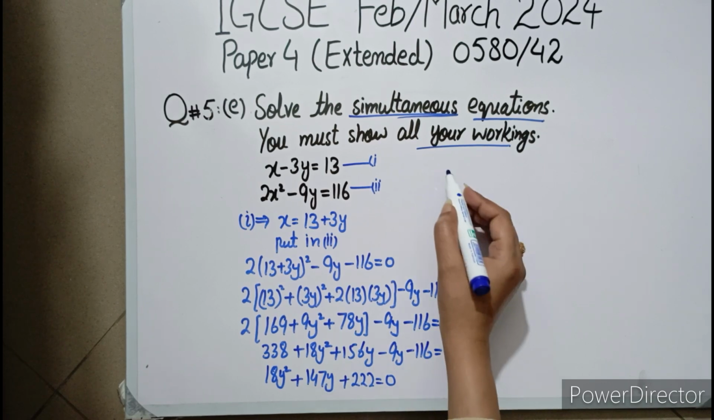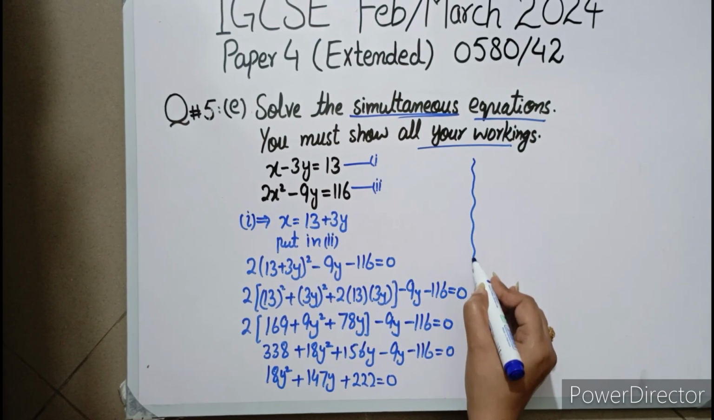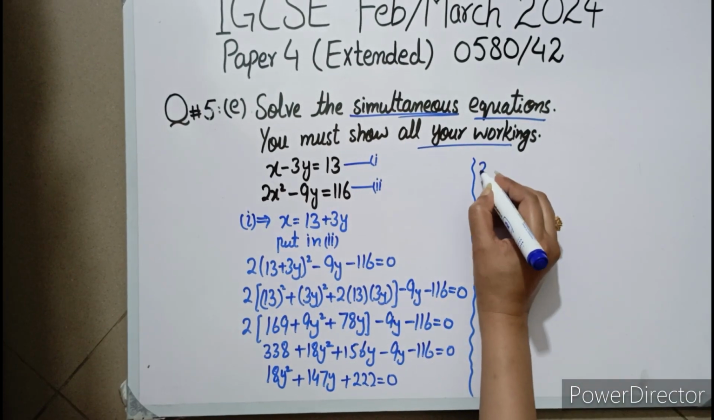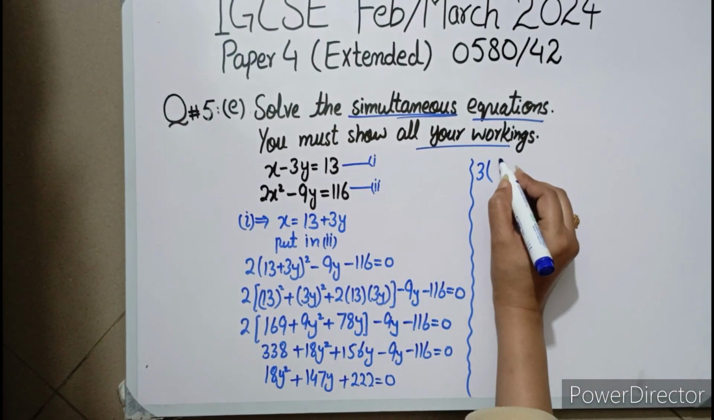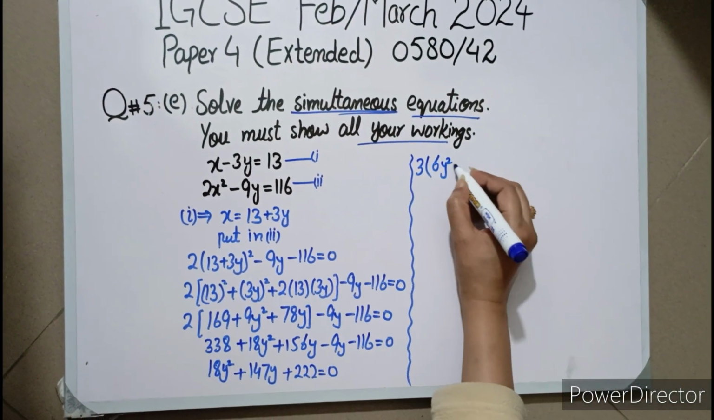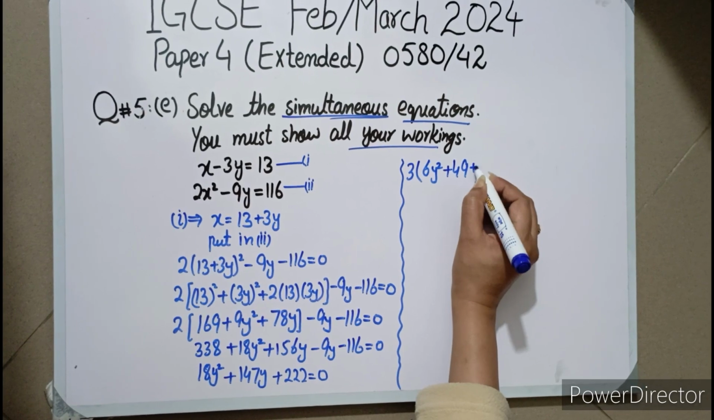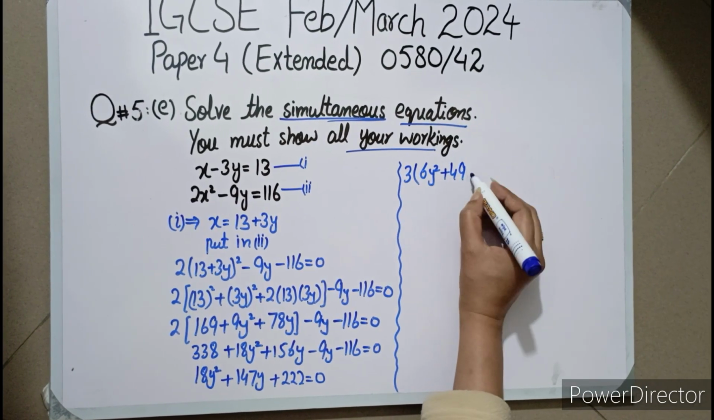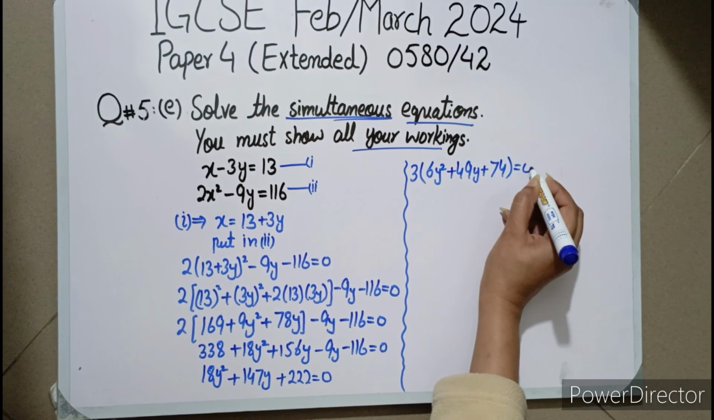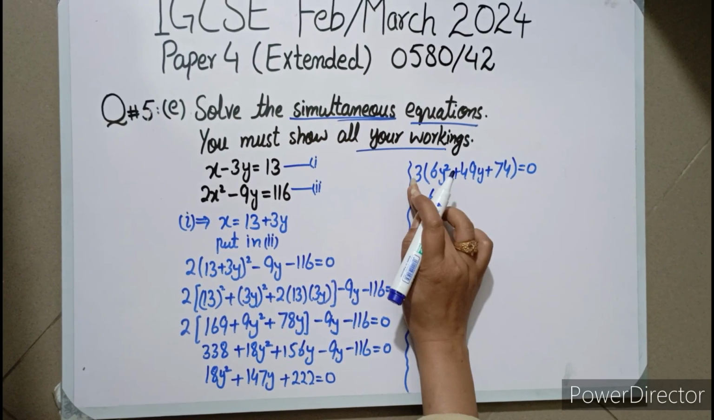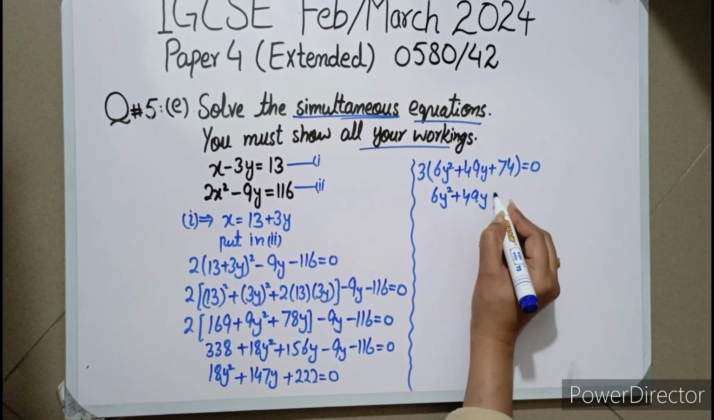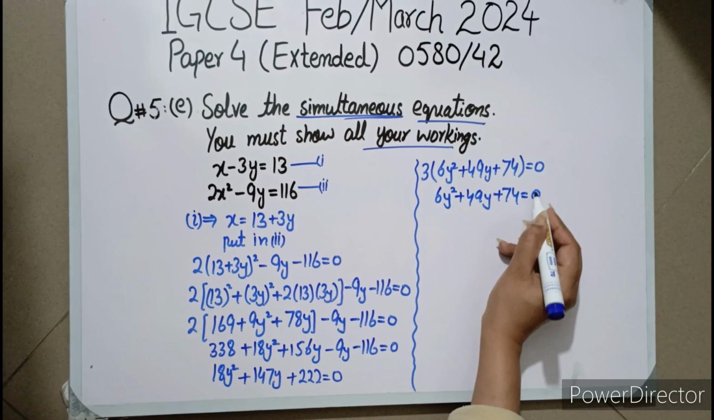Now take the common. Common can be taken as 3. Take 3 as common. So we'll be left with 6y squared plus 49y plus 74 equals to 0. Here you know, when you divide this by 3, it will vanish from the expression, leaving 7y equal to 0.